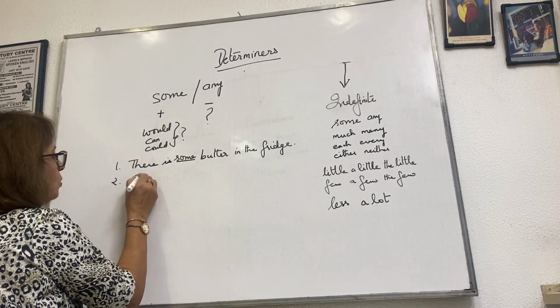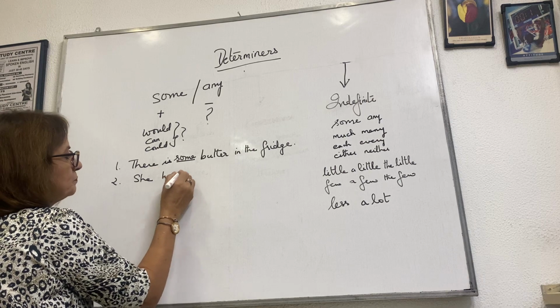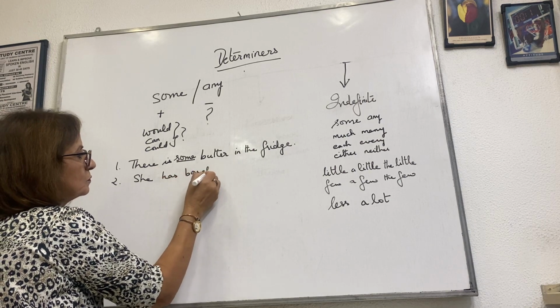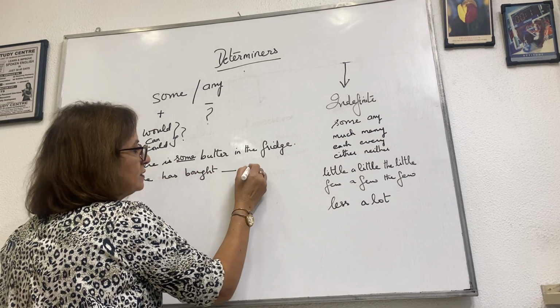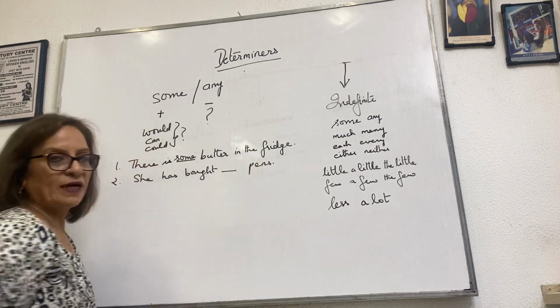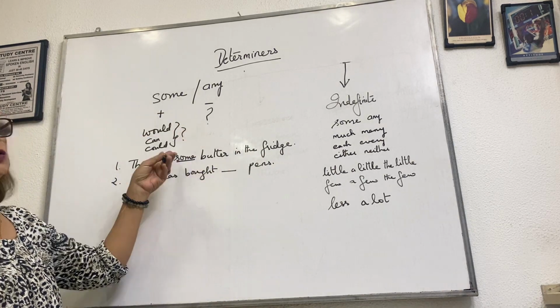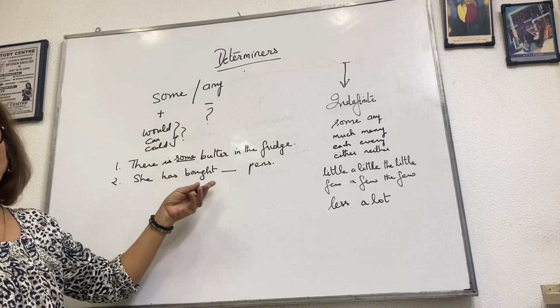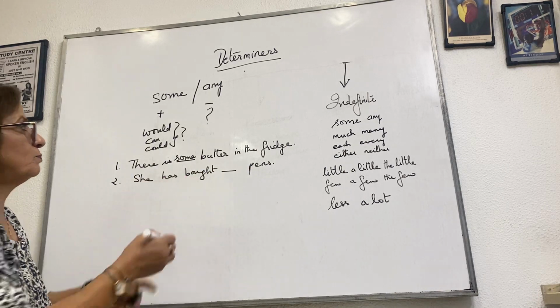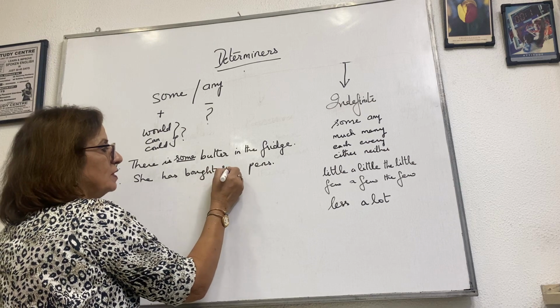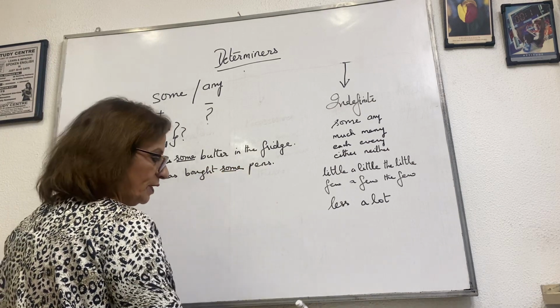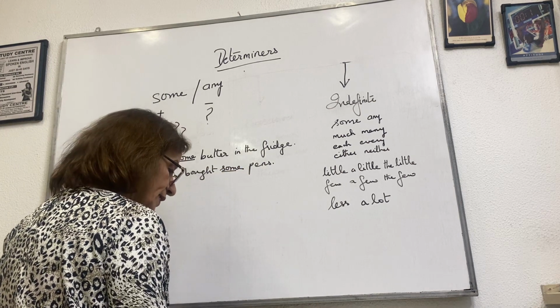Take another example. She has bought dash pens. What will come here? Now there is no negative in this sentence. It's a positive statement. So she has bought some pens.